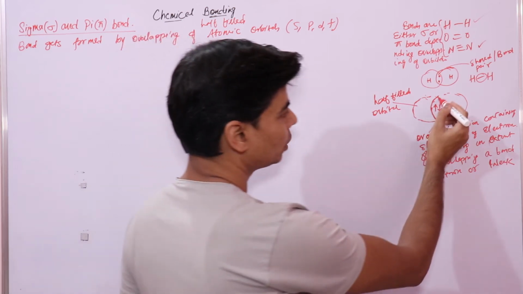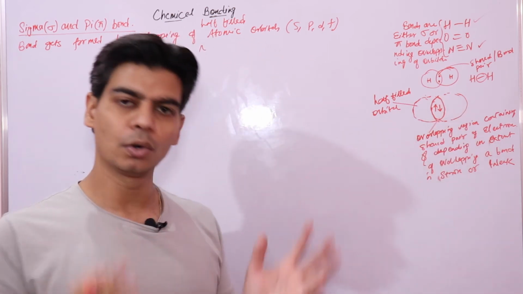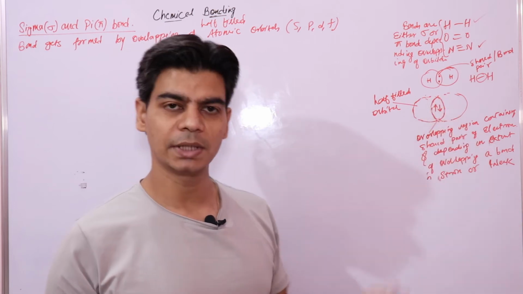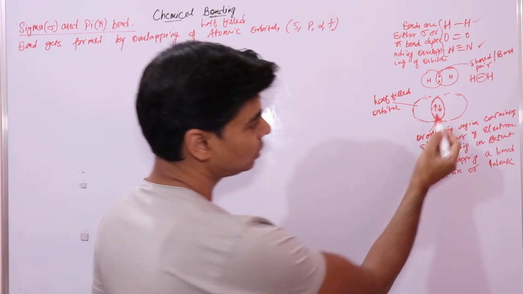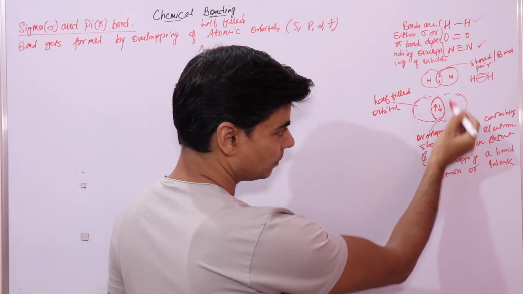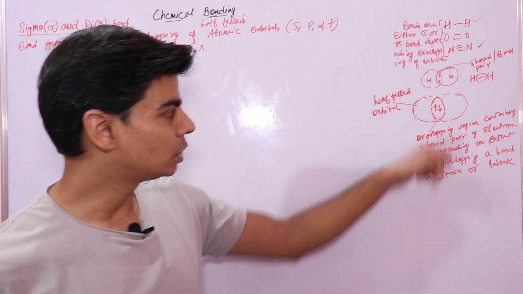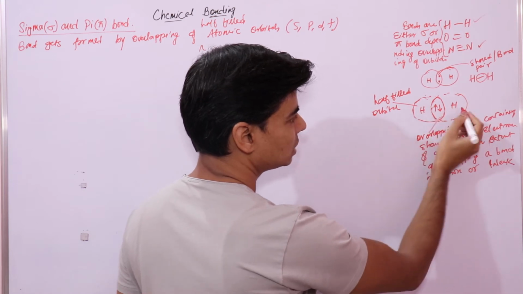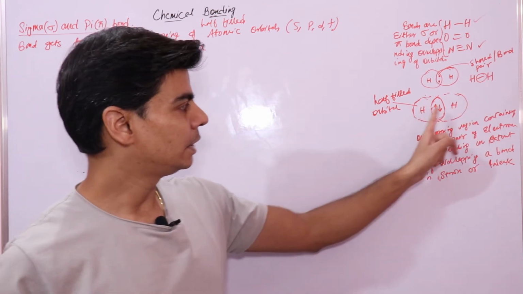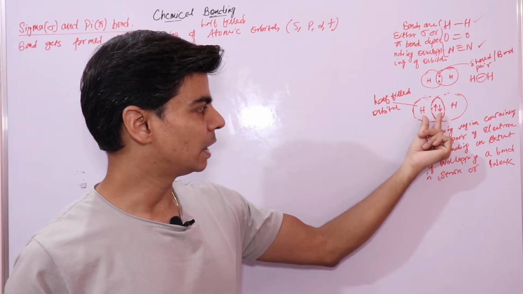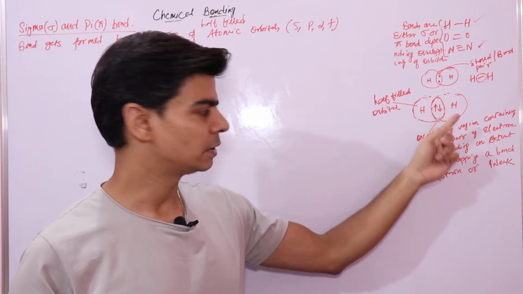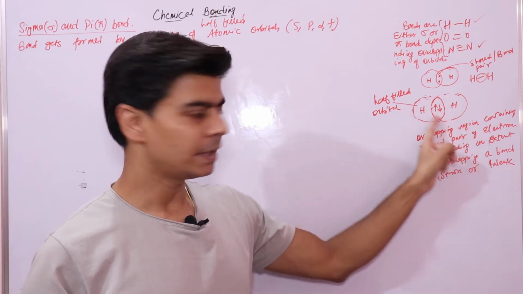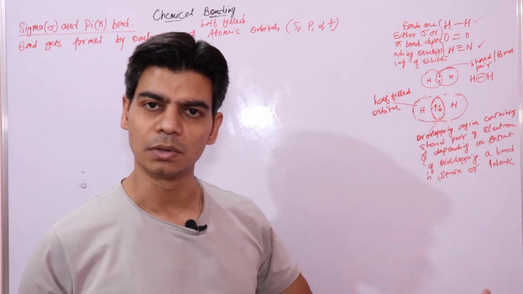Because we have more overlapping region, the more space these electrons get to move, right? Because it is due to these shared pair of electrons that a bond is formed, right? Because these are two hydrogen nuclei, and these nuclei are attracted by these shared pair of electrons. So it is this shared pair of electrons that holds these two atoms together in a molecule.